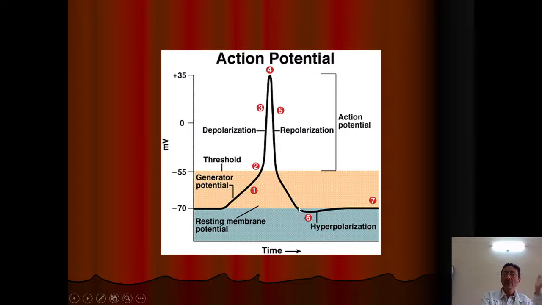At minus 70 millivolts, the potassium channels close. So further diffusion of potassium ions does not take place. The resting membrane now stabilizes at minus 70, but for a few milliseconds, some potassium channels which are slow to close remain open for a millisecond, and they cause the potential to drop to minus 75 or 80.